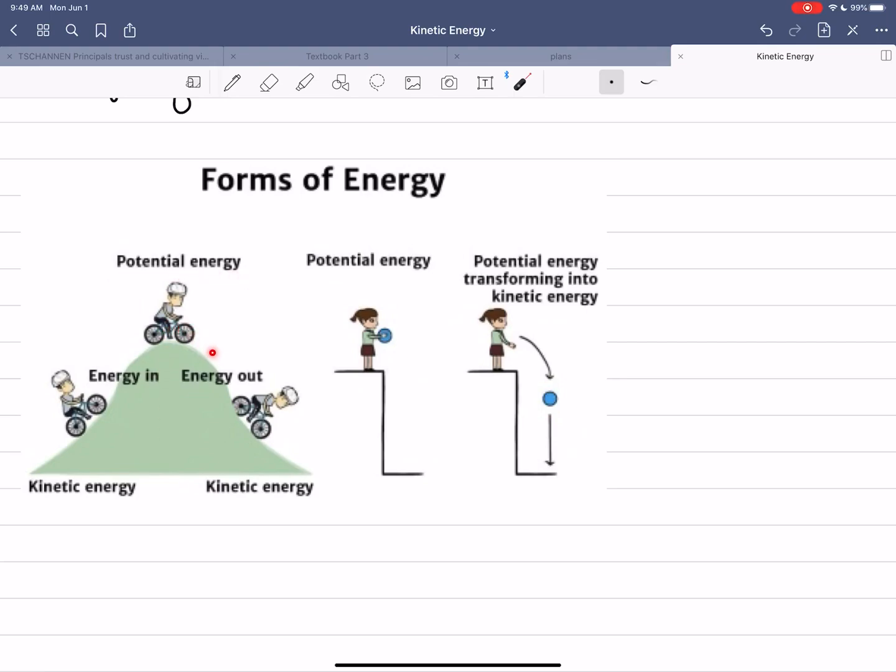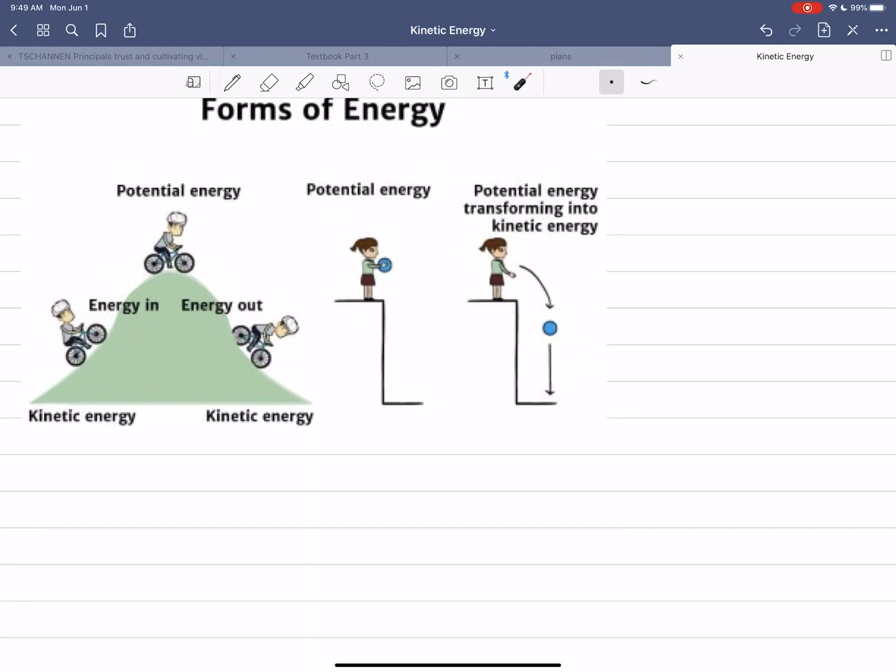And then when he comes down the hill, because again we're moving, so it's energy of motion, we're going to have kinetic energy. Then we have someone else here on top of a staircase, let's say, and she's holding a ball. So at that point, the ball has potential energy because of its position high up. And then when she drops the ball, that potential energy is transformed into kinetic energy, or energy of motion. Okay.